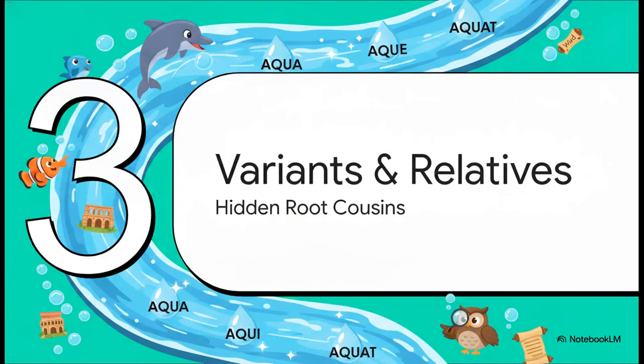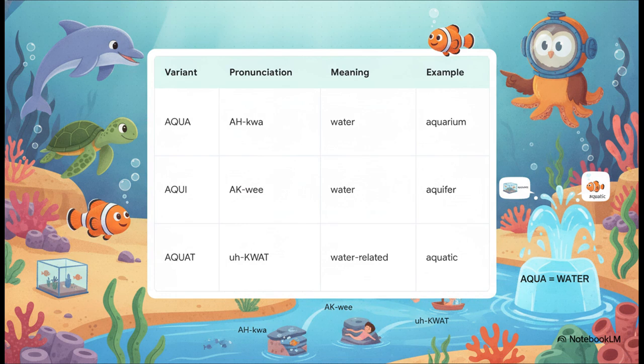Which brings us to Section 3, variants and hidden relatives. It's time to uncover those hidden root cousins. As a word detective, you've got to know that as languages evolve over thousands of years, roots are going to change their spelling and their form a bit. Let's walk through the major spelling shifts you'll run into.